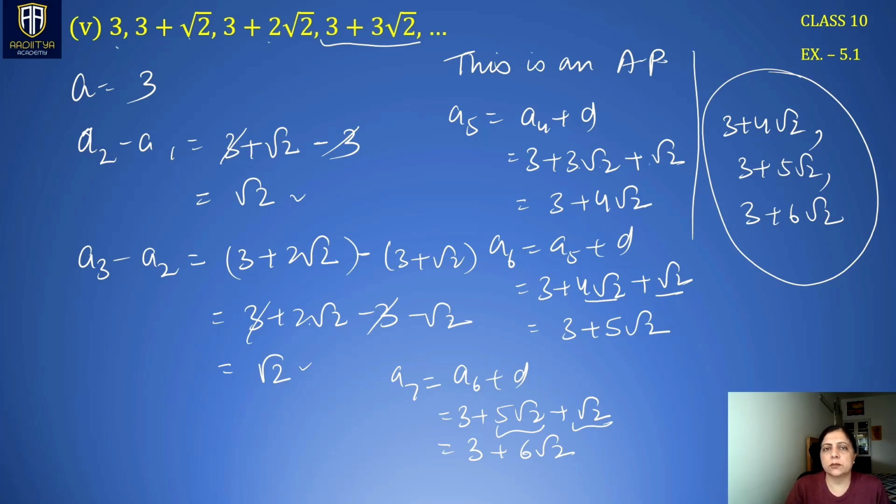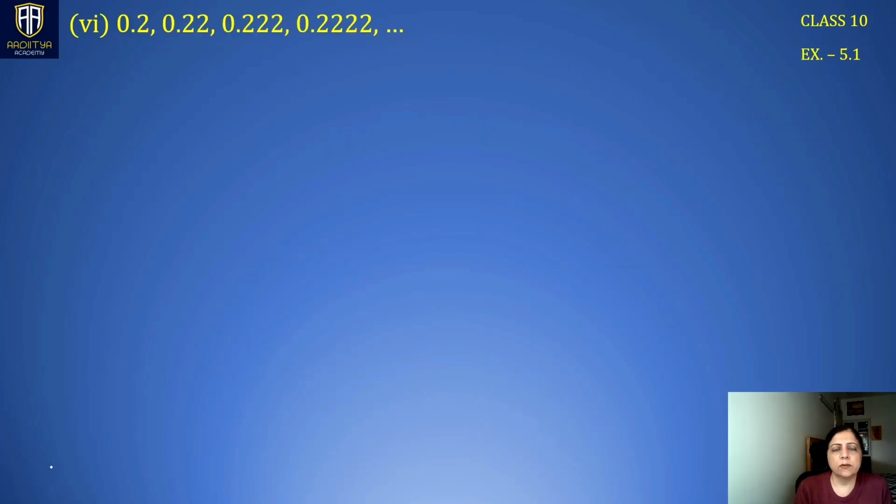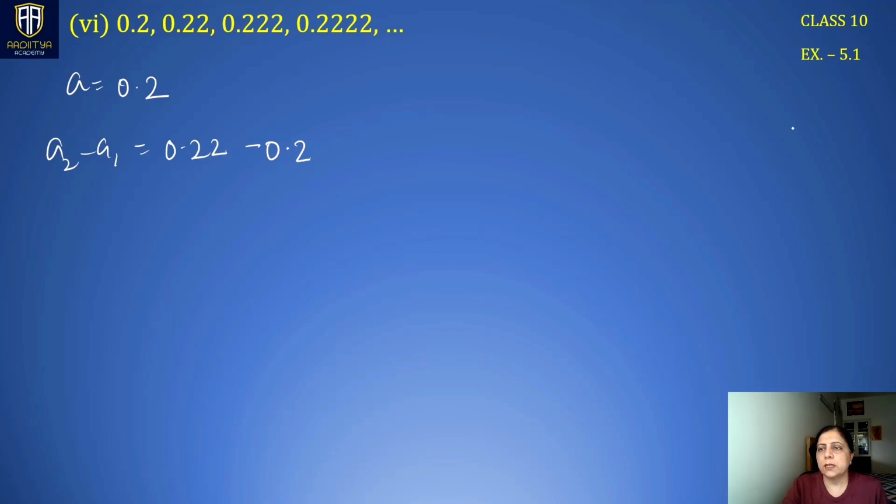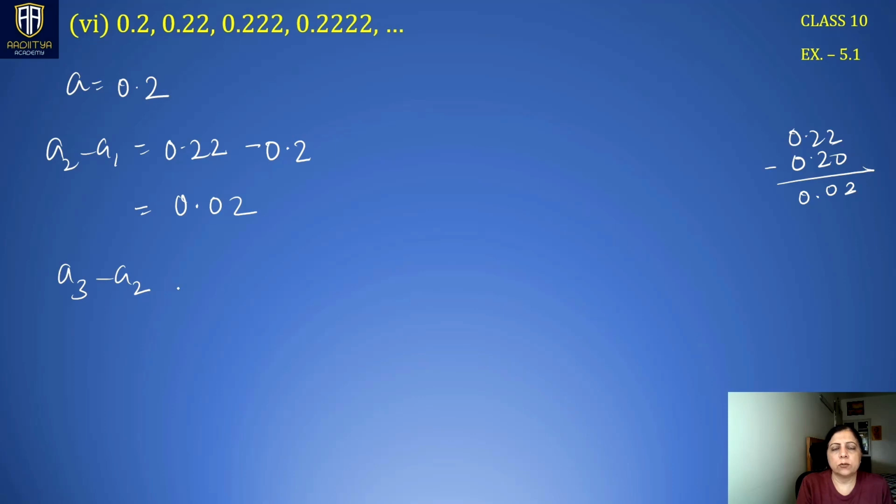These are the three next terms. Then we have a1 is 0.2. a2 minus a1 is 0.22 minus 0.2. So you can see that 0.22 minus 0.20, you can write 20. So here the difference comes out to be 0.02. Next we have a3 minus a2.